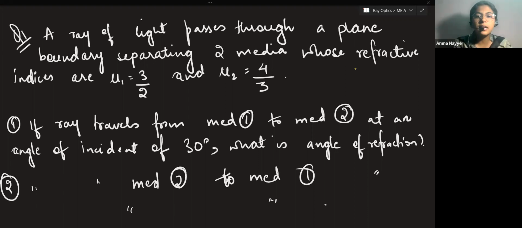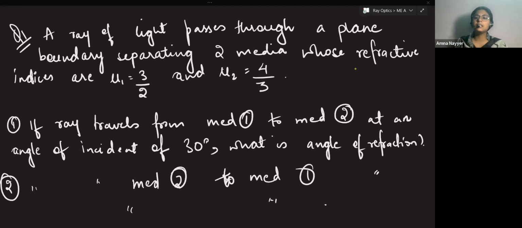Now this says, if a ray of light travels from the first medium to the second medium, the angle of incidence is 30 degrees. So what is the angle of refraction? And the other part says, if the ray travels from medium 2 to medium 1, what will be the angle of refraction? There will be a certain difference because, as we had seen through Snell's law, the ray of light in which it enters becomes the incident ray.